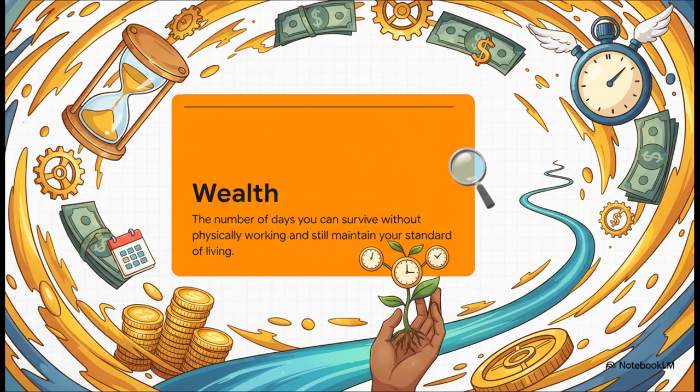So, if your monthly expenses are, say, $5,000 and you've got $20,000 in savings, your wealth is 4 months. The goal isn't just to have a big pile of money, it's to build assets that generate enough cash flow to cover your expenses forever.